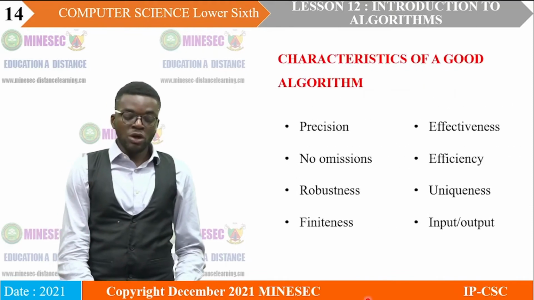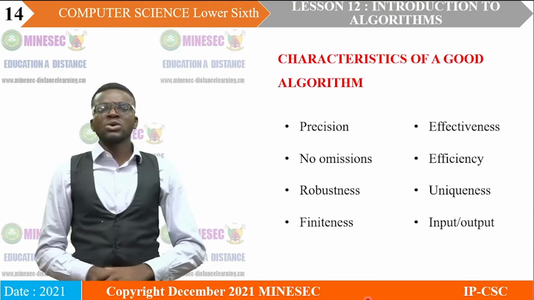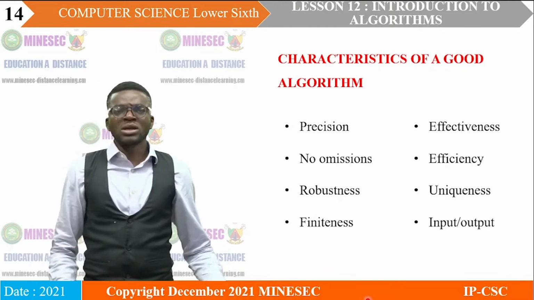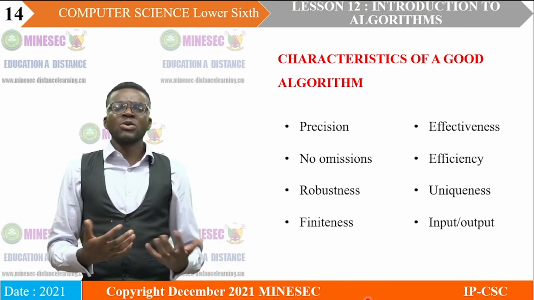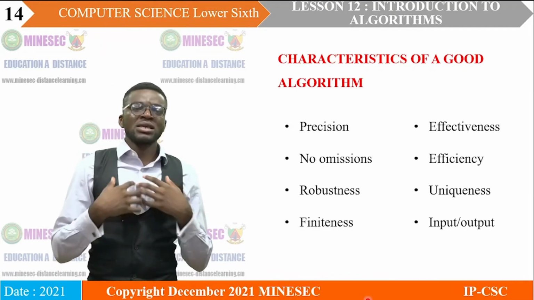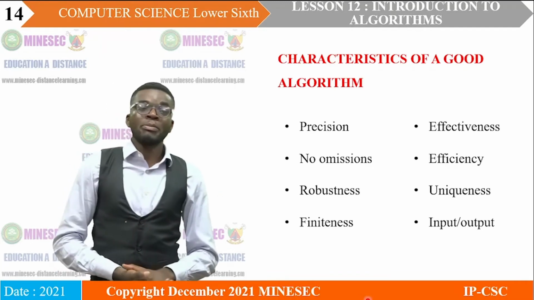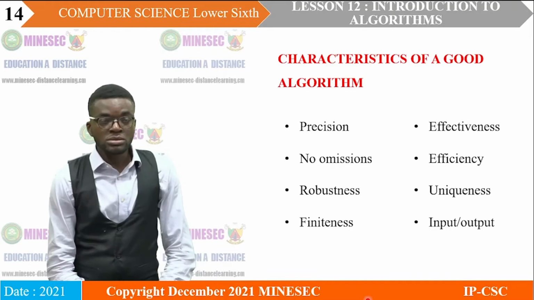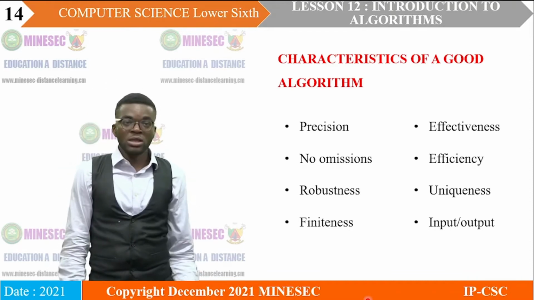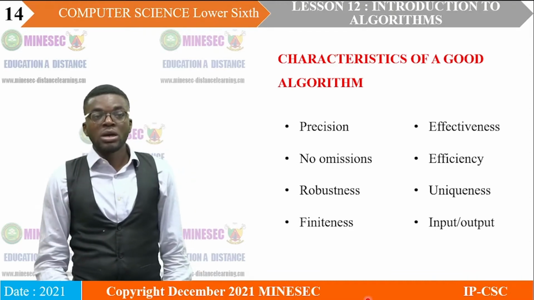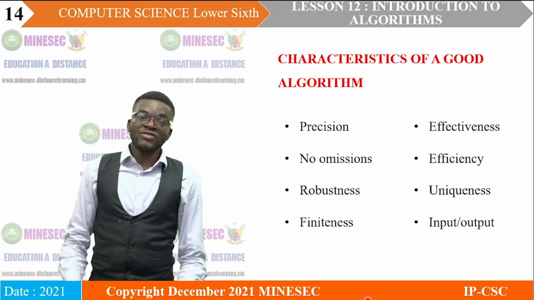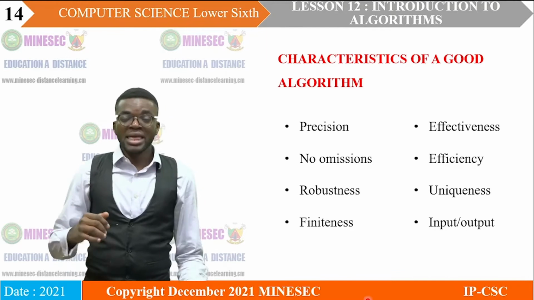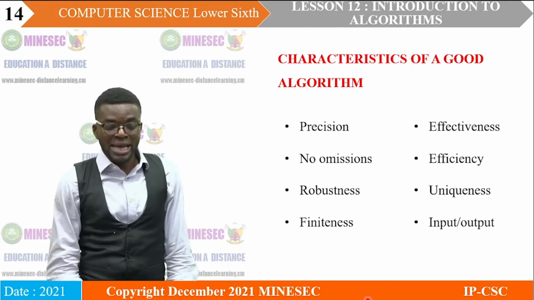So next we are going to look at characteristics of a good algorithm. We have seen what an algorithm is. We are going to look at those characteristics, those attributes which a good algorithm must possess. So we're going to look at precision, no omission, robustness, finiteness, effectiveness, efficiency, uniqueness. Lastly, we have input and output.